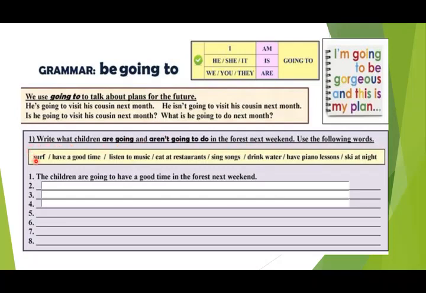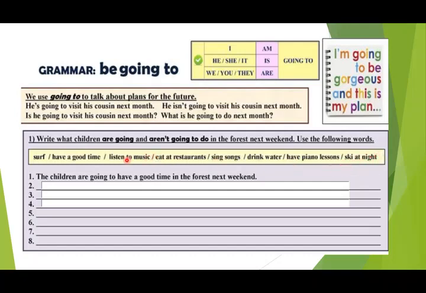The first one is surf. Surf, that is navegar, ¿ok? Have a good time. Tener un buen momento, divertirse. Listen to music. You know what is the meaning of listen to music, right? Eat at restaurants. Okay, comer en un restaurante. Sing songs, cantar canciones. Drink water, beber agua. Have piano lessons, tener lecciones de piano. Ski at night, esquiar en la noche.